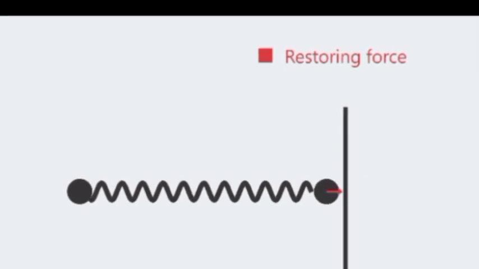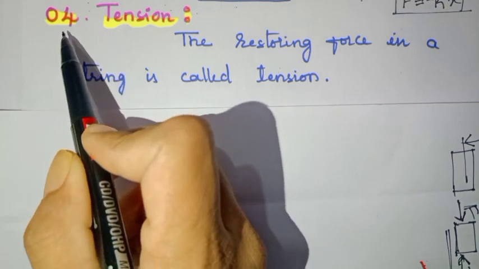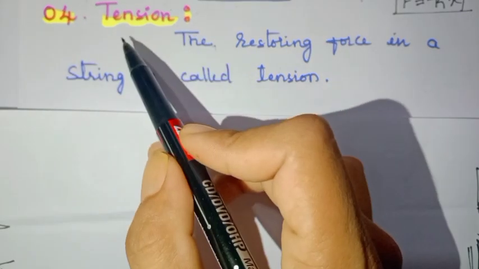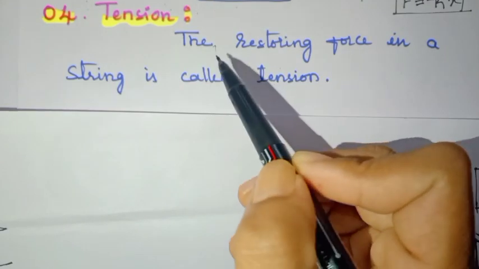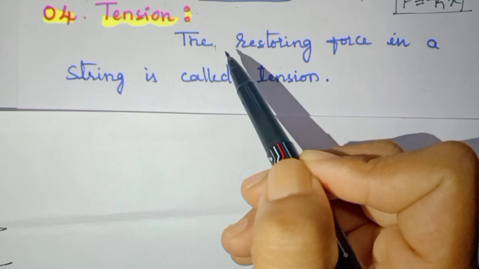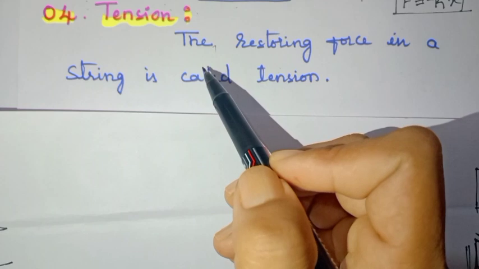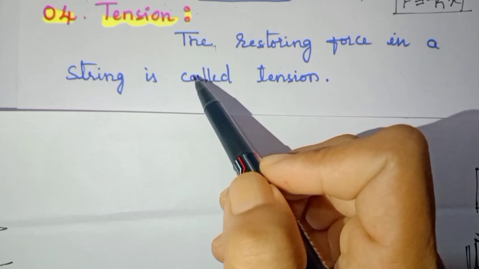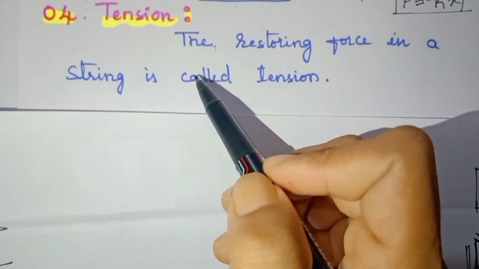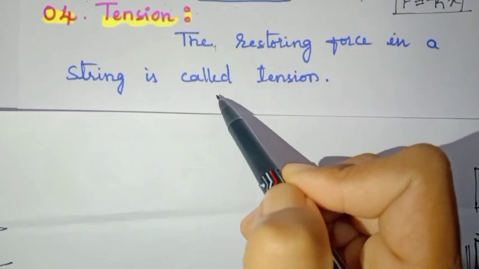So now let's go for the next topic. Now we are going to the last kind of contact force, that is tension force. So what do you mean by tension? See the definition. The restoring force in a string is called tension. It is just the same as spring force, but here the restoring force we will consider in case of a string, like wires which are made up of any metals like iron, aluminium, gold or anything etc. So the restoring force in a string is called tension.